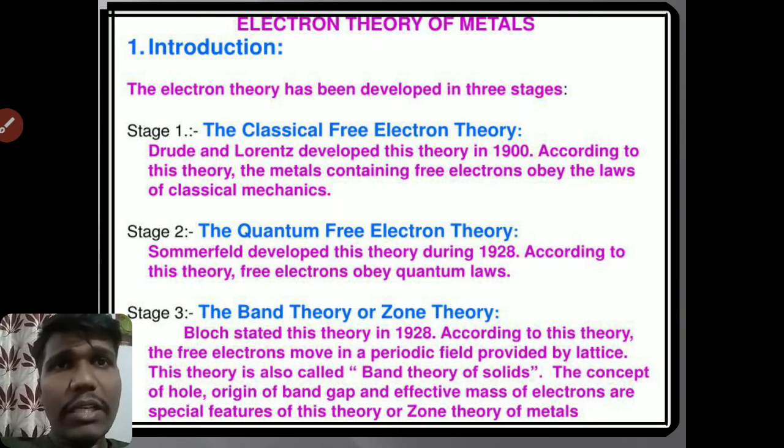So let us introduce the free electron theory, that is, the classical free electron theory. Drude and Lorentz developed this theory in 1900. According to this theory, metals containing free electrons obey the laws of classical mechanics. I have told that already. The classical free electron theory, discovered by Drude and Lorentz in 1900, obeys the laws of classical mechanics.